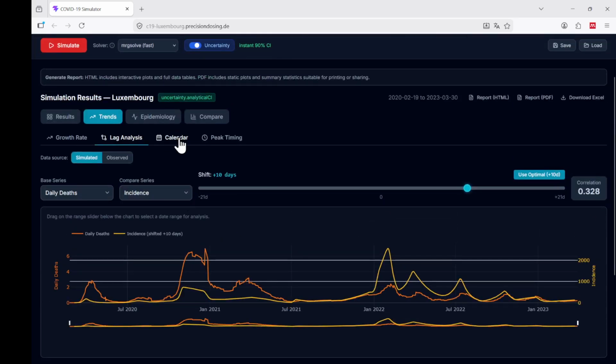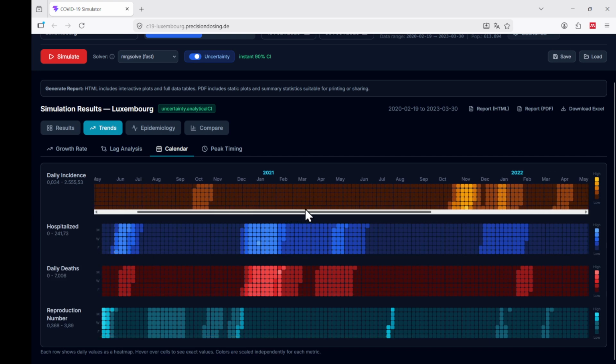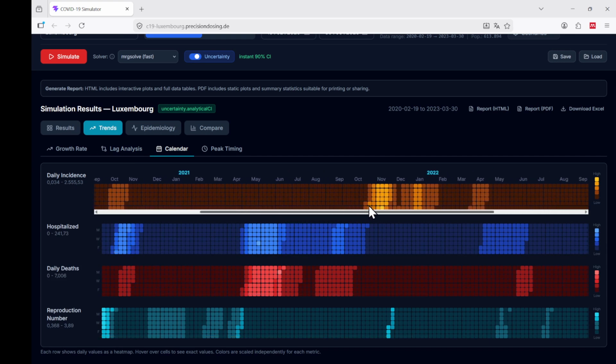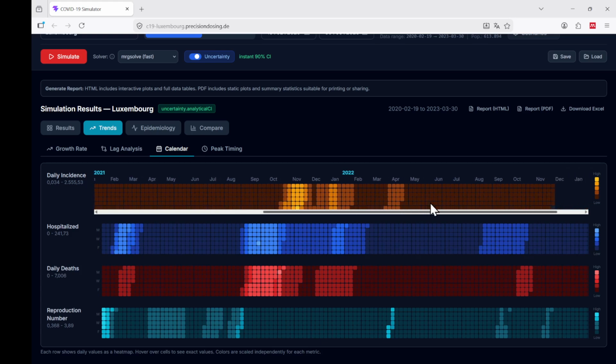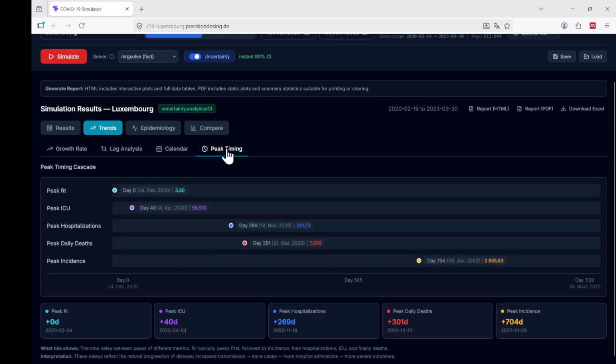In the calendar subsection, each row shows daily values as a heat map, while each column represents 1 week of the year. Here you can compare the overall pandemic trajectories in the different metrics. In the subsection peak timing, you see the time delay between peaks in different metrics.